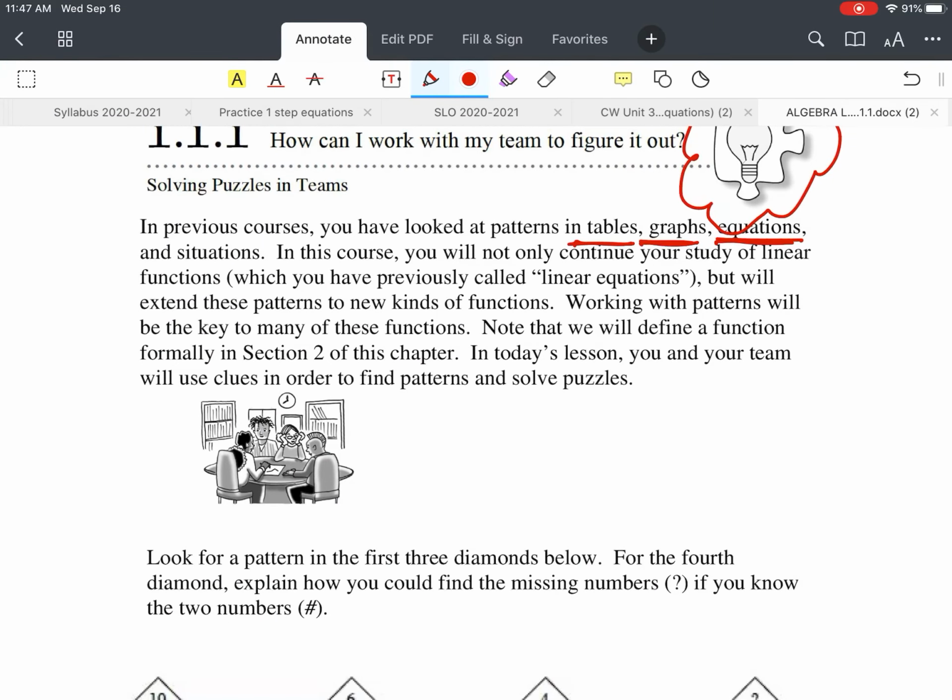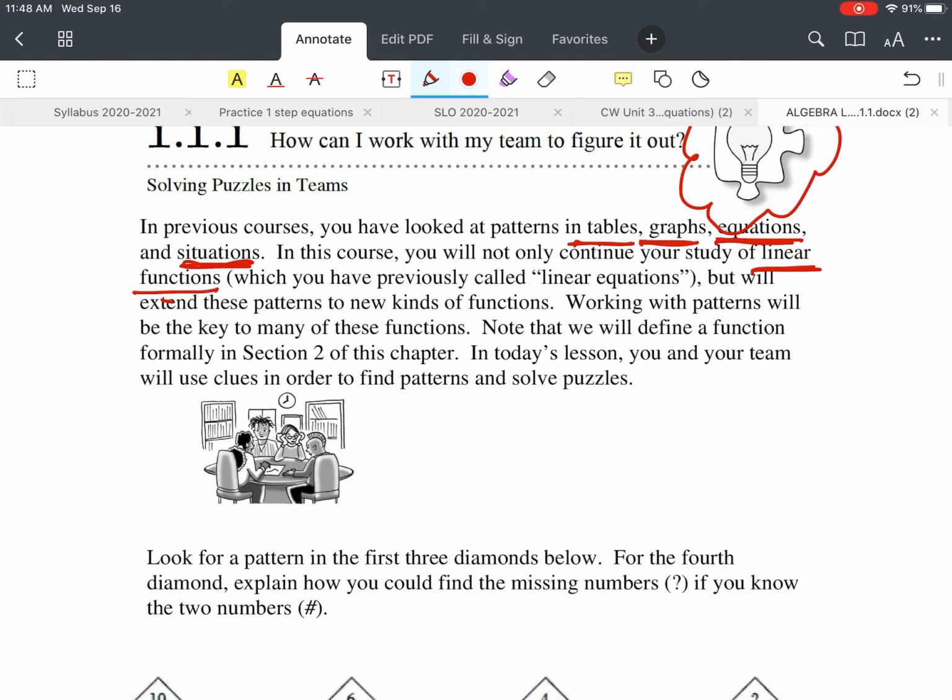In previous courses, you have looked at patterns in tables, graphs, equations, and situations. So we will be doing a lot of that in algebra. We'll be working with tables, graphs, equations, and word problems. That's what they mean by situations. In this course, you will not only continue your study of linear functions, which you have previously called linear equations, but will extend these patterns to new kinds of functions. Working with patterns will be the key to many of these functions. Note that we will define a function formally in section 2 of this chapter.